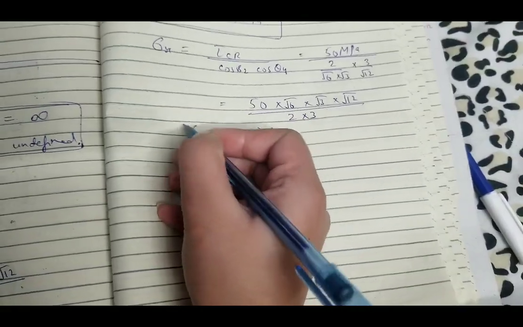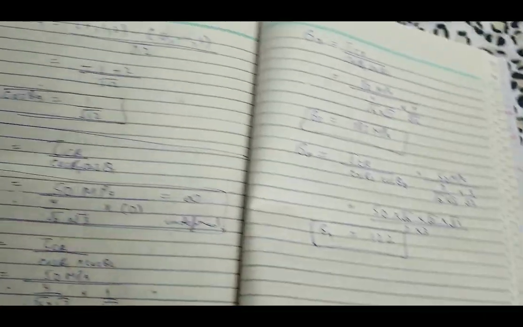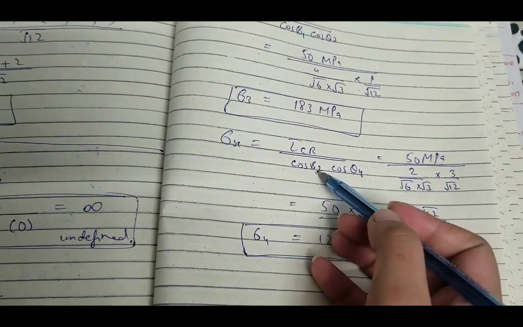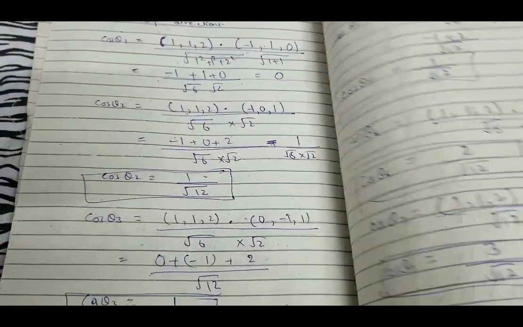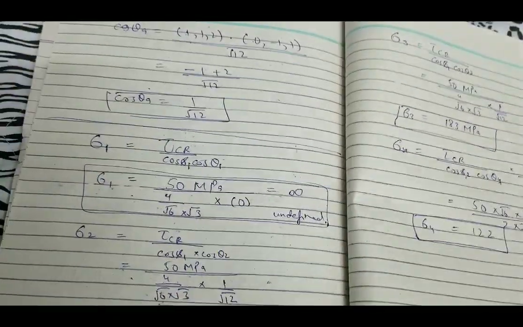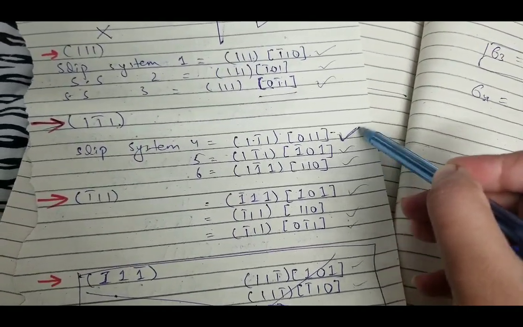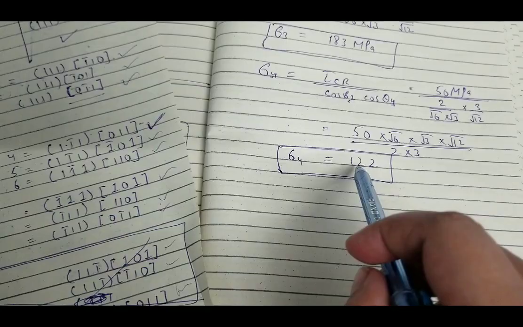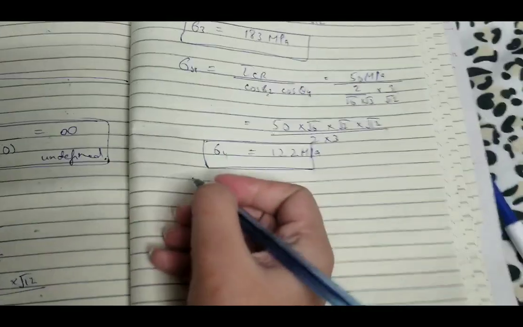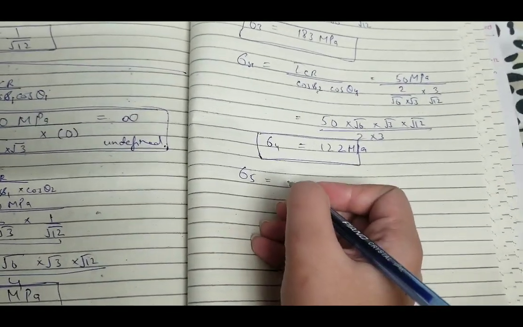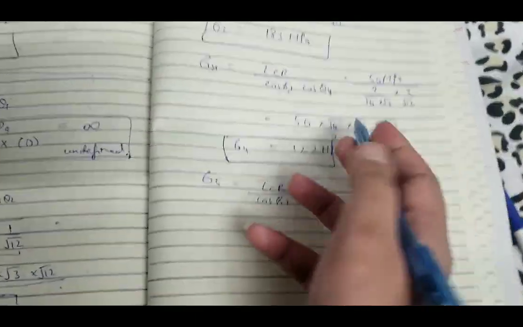Okay, sigma 4 corresponds to the second plane, and the slip system number 4. We have already written their names here as the slip system. So this slip system has the critical normal stress as 122 megapascal. Just remember that. Now we need to calculate sigma 5, which is sigma CR by cos phi 2 again, because the plane is same.